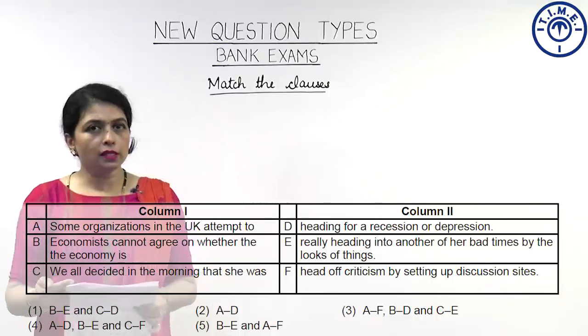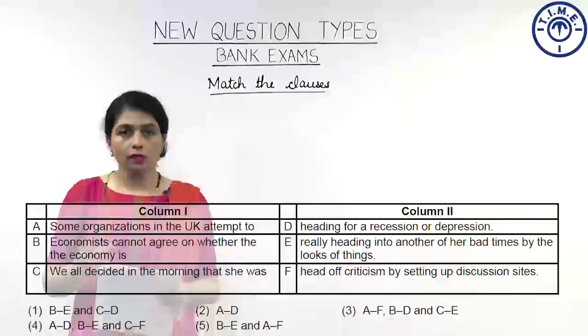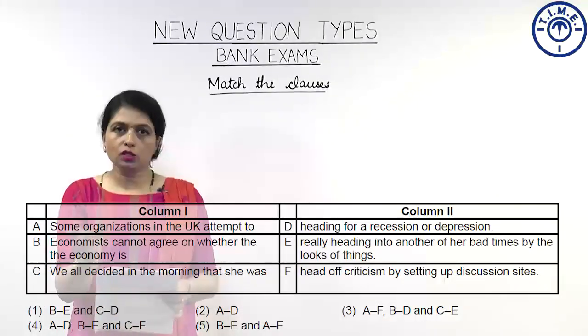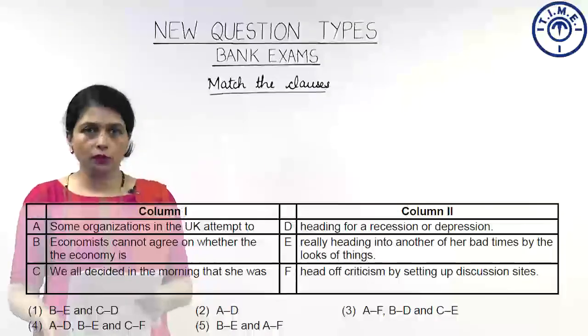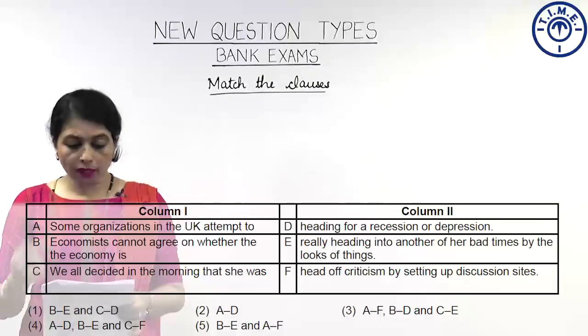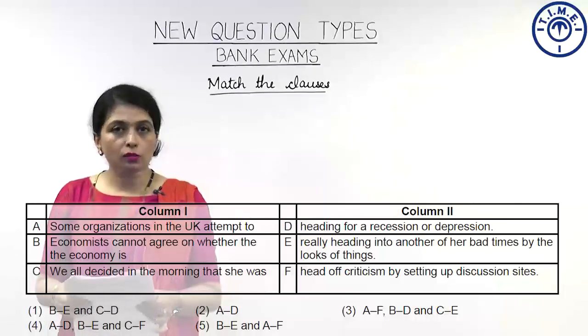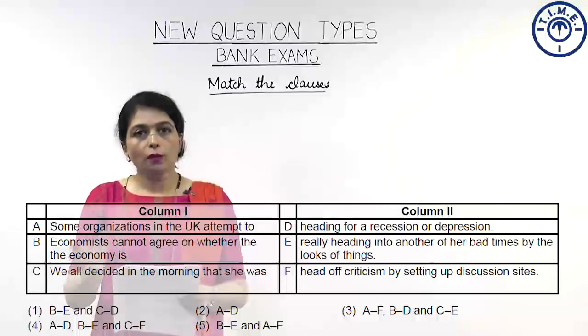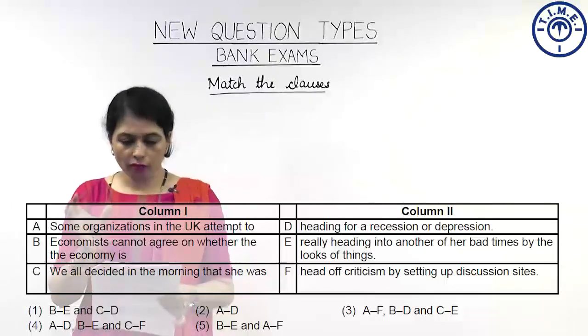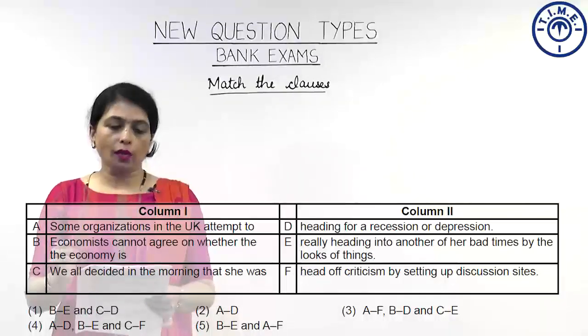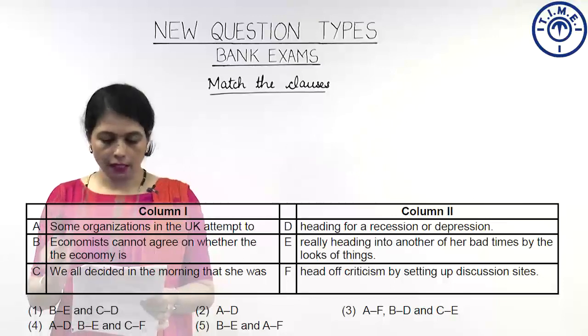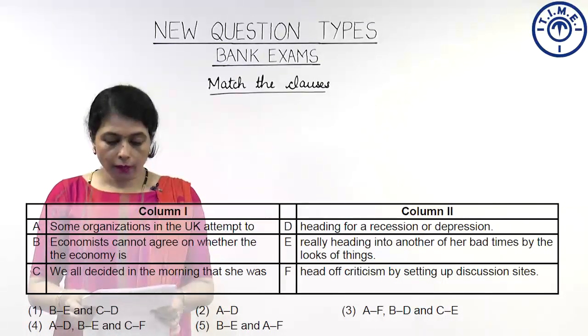So this clarity should be there in our heads when we try to consider such combinations, or when we try to form a combination. And because heading is in the ing form or the continuous form of a verb, we cannot pair this with the last part of A, that is attempt to, and so we move on to the next part, that is E. Attempt to really heading into another.